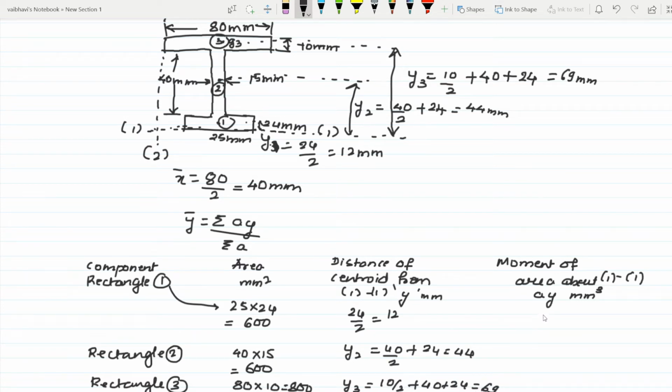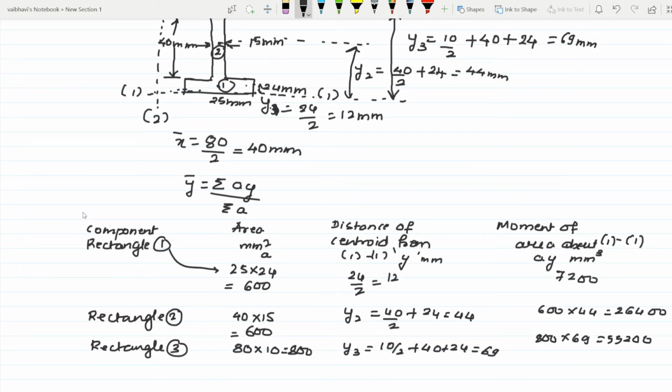Now find the AY value. AY value means multiply, this is nothing but A. So 600 into 12. That is 7200. Now next is 600 into 44, which is equal to 26400. And next 800 into 69, which is equal to 55200. Now next what we have to do is we have to find the summation of area and summation of AY to find y bar.